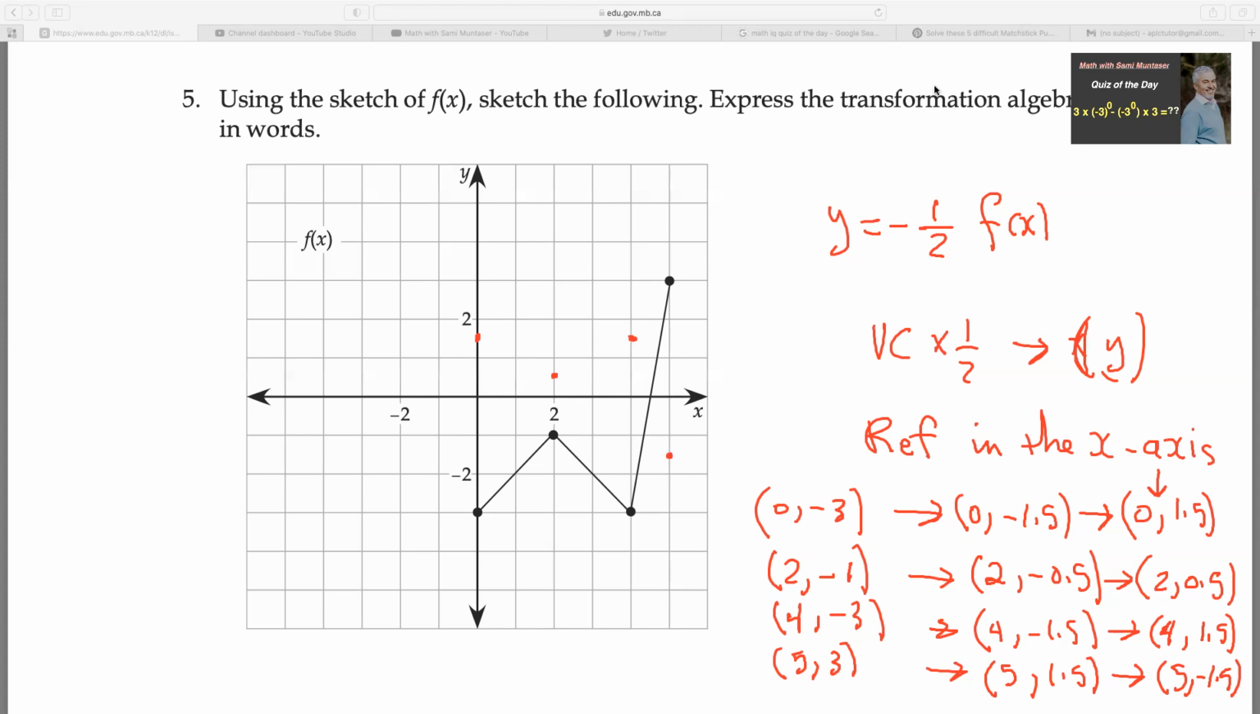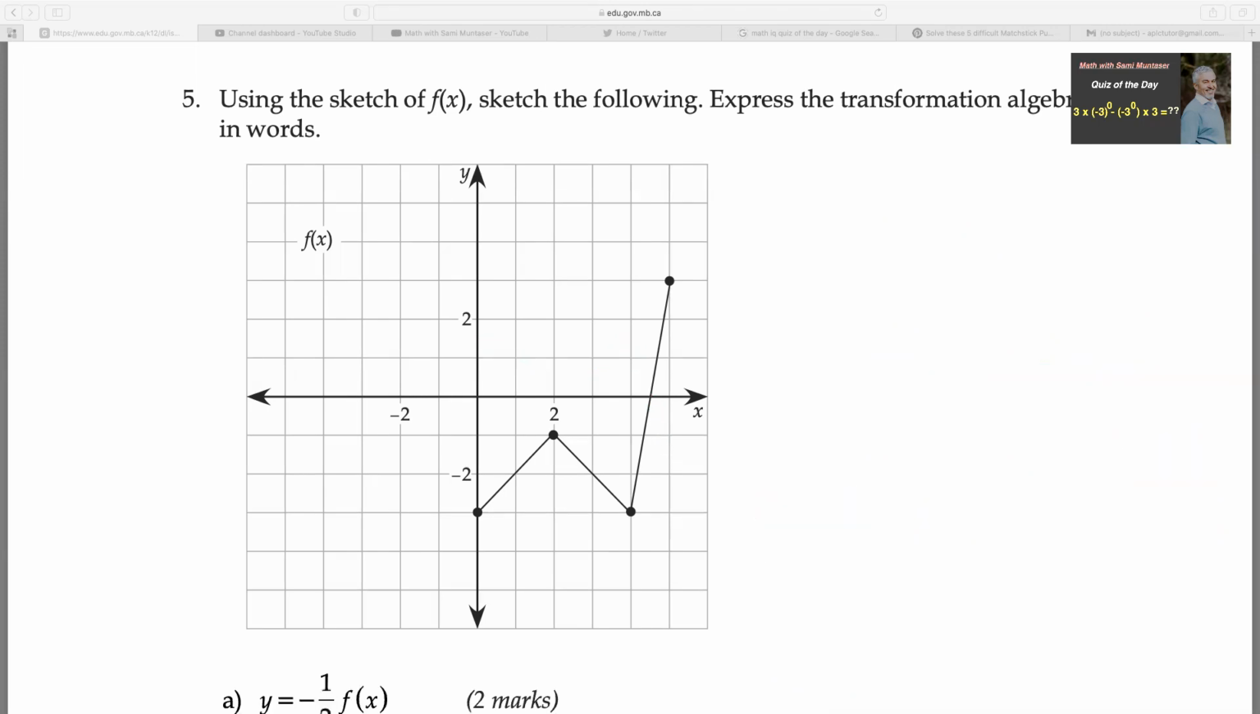So what we have now, we have this, we have this, and we have this. So this is how your graph looks. As you see, it's vertically compressed. It's not as long vertically anymore. And the points have been flipped. So instead of going this way, now it's going that way. Okay. Let me go to the next thing. I'm just going to clear all of that.